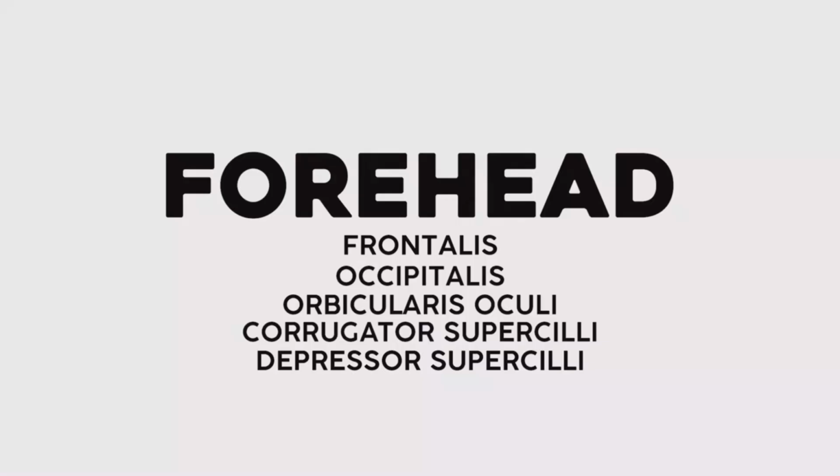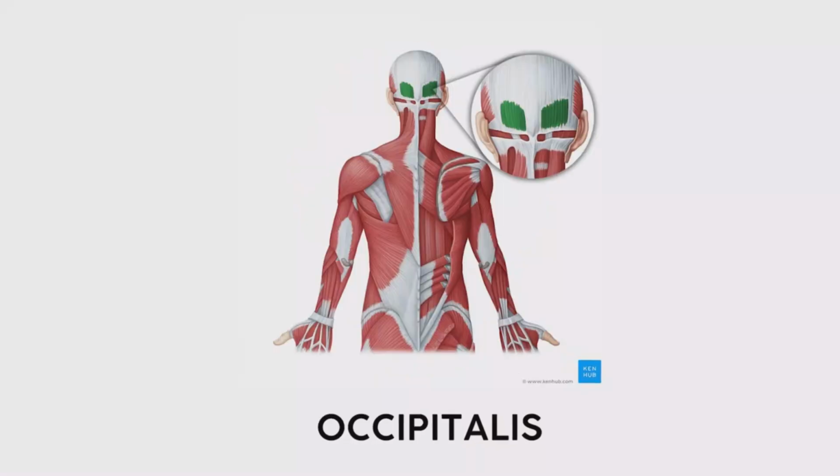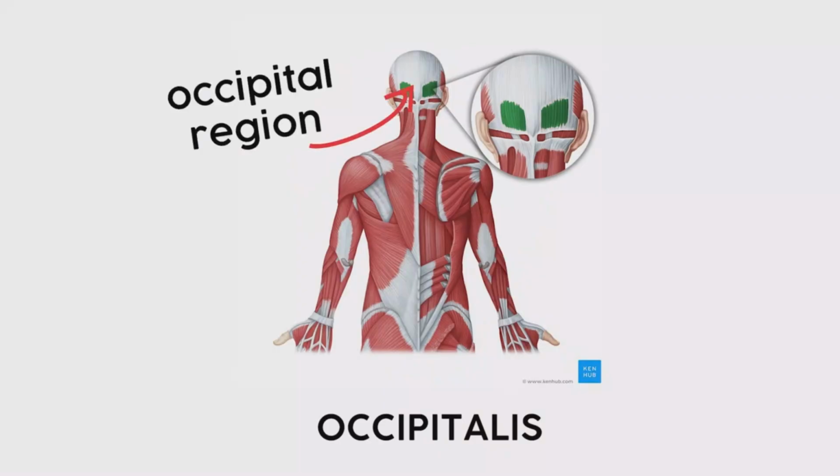The Latin root for forehead is frontal, and this big wide muscle on the front of your forehead is named the frontalis, which raises your eyebrows and helps with facial expressions. In a similarly predictable naming pattern, the occipitalis covers the back part of your skull, the occipital region.